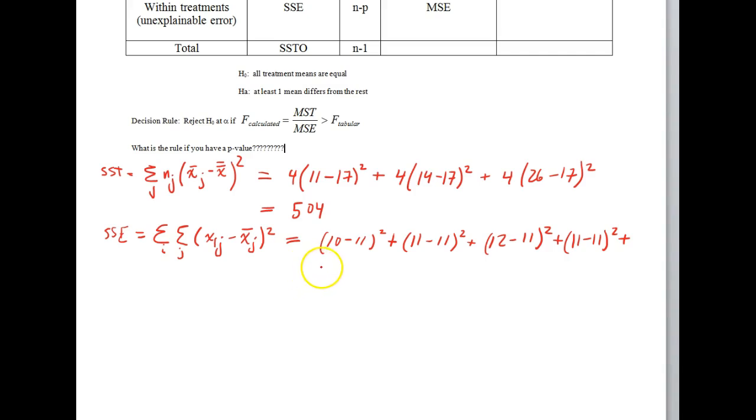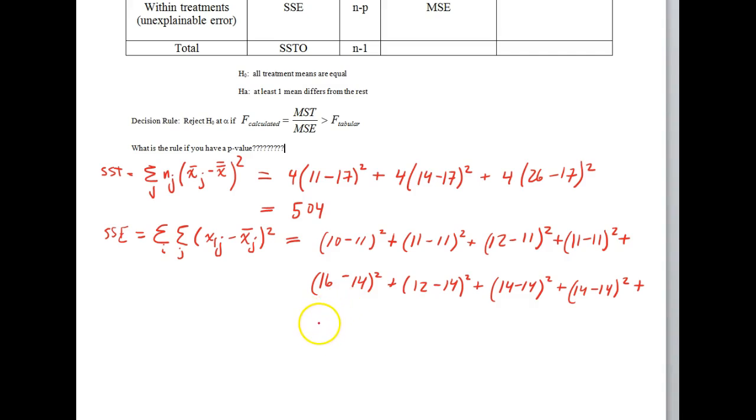Now we're moving on to treatment 2. And then this is 16 minus that treatment mean, 14 squared. And 12 minus that treatment mean, and 14 minus treatment mean, and 14 minus the treatment mean. You'll notice that a lot of these are zeroing out. The 11 minus 11, so those are just going to be zeros.